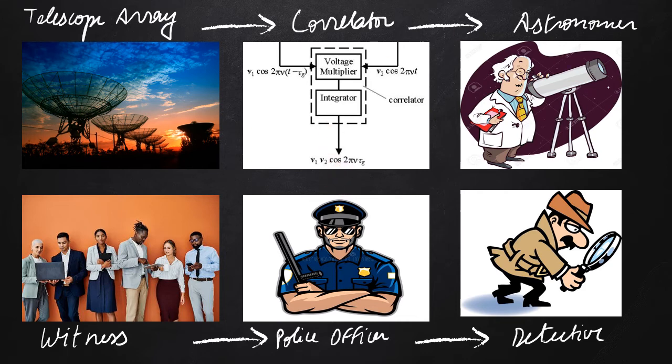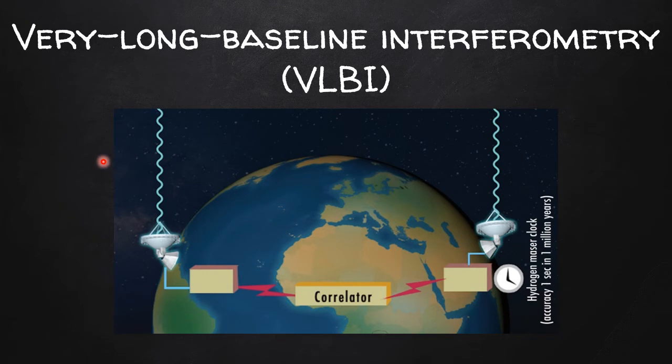There are a lot of uses of radio interferometry. We can make an interferometer with a baseline that stretches from one side of the Earth to another, and this is called very long baseline interferometry. The source is normally very far, such that the two telescopes will see only a minute time delay, and this time delay is so small that we need precise atomic clocks to measure it, such as the hydrogen maser clock. The accuracy of this clock is 1 second in 1 million years.